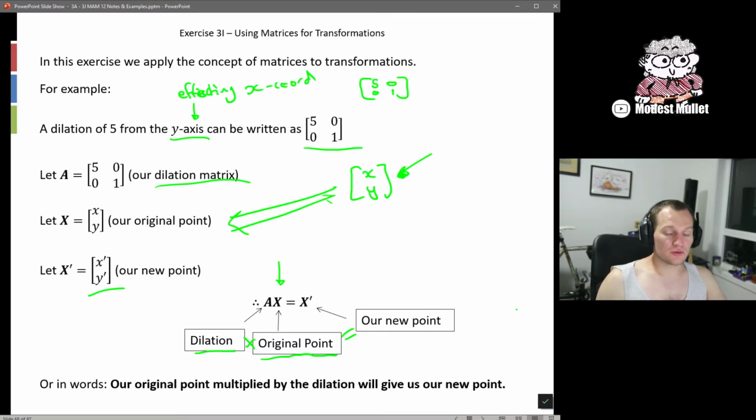Now, the order is really important. You must put the transformation matrix first, the dilation or reflection matrix, then the coordinate, because that's the only way you can multiply those two matrices together. Remember, we're doing a 2 by 2, which will be our dilation matrix, multiplied by a 2 by 1. If I did it the other way around, these two inside numbers wouldn't match. Remembering, to multiply matrices, these must be the same number.